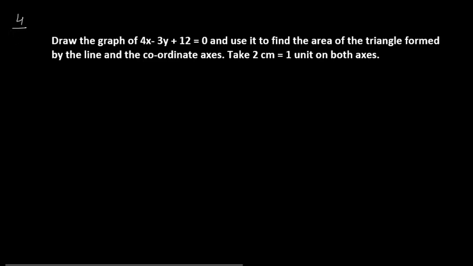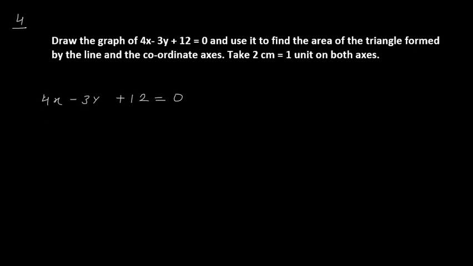The fourth problem is: draw the graph of 4x minus 3y plus 12 equal to 0 and use it to find the area of triangle formed by the line and the coordinate axis. Take 2 centimeter is equal to 1 unit on both the axes. So the equation is 4x minus 3y plus 12 equal to 0.